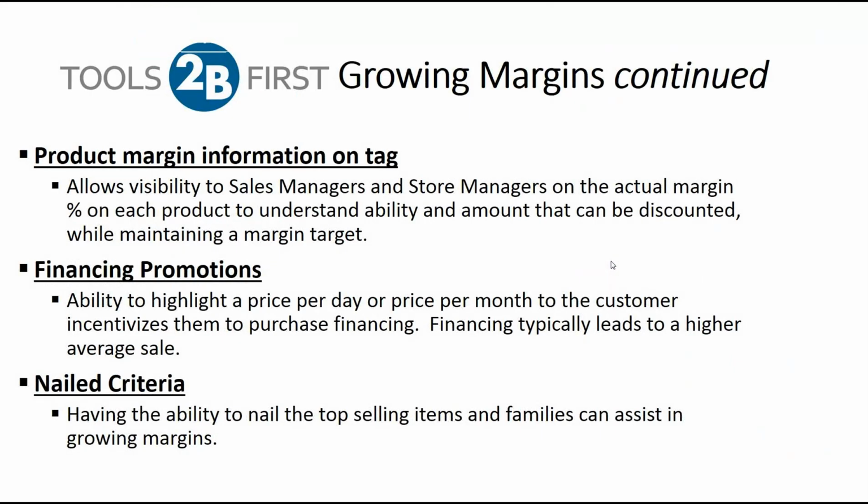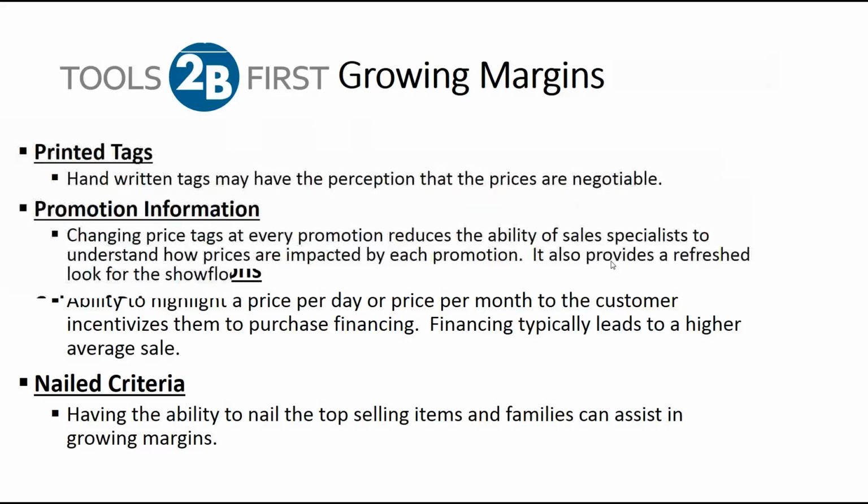And then again, nailed criteria. Having the ability to nail the top selling items and families really can help in growing margins. You don't want to sell your top items off the floor. With the tools we can do an auto calculation and understand what your top selling families are based on that 120-day margin dollar metric in returns.